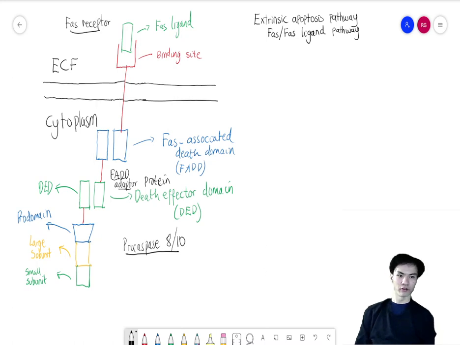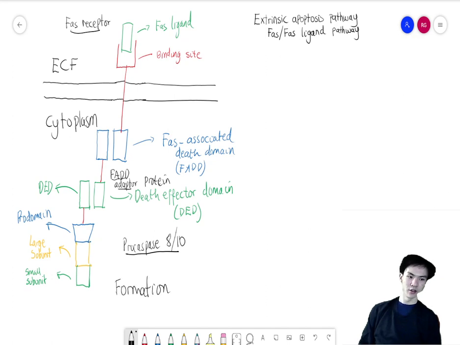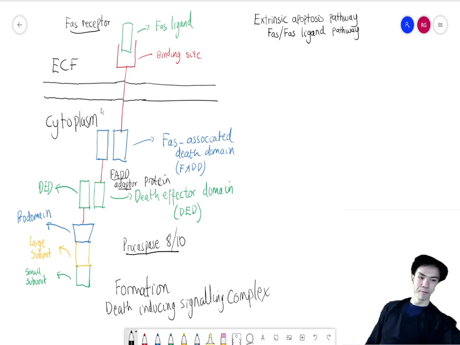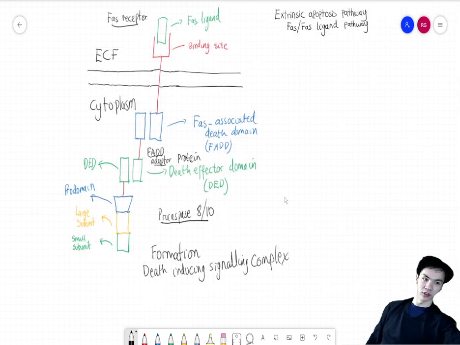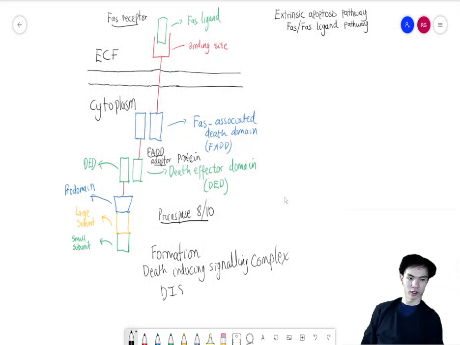This whole complex of the Fas receptor bound to your FADD adapter protein bound to your pro-caspase 8-10 is going to be called, so what we've just formed is called the death inducing signaling complex. So these three proteins come together to form the death inducing signaling complex, and we can shorten that to DISC, D-I-S-C.